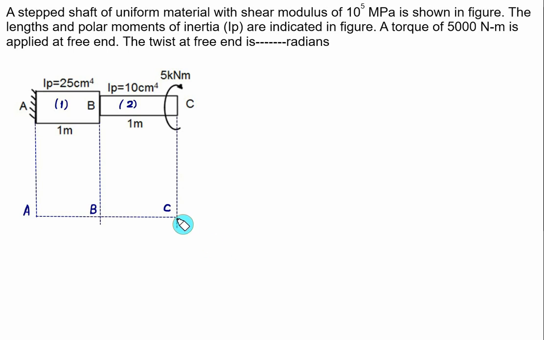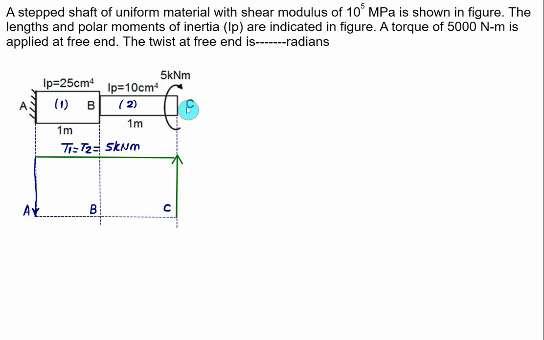So at point C we'll move vertically upward by 5 kilonewton meter, and no torque is acting at A, B or C anywhere, so this torque remains constant. In this case torque T1 is equal to T2, which is equal to 5 kilonewton meter, and the reaction torque at A is also 5 kilonewton meter. Now theta A will be equal to 0.